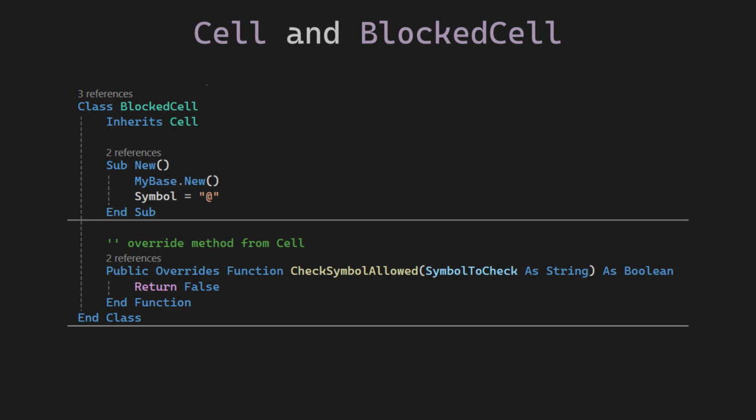We do have one small addition though. We now set the symbol to an @ symbol. We also override the parent's check symbol allowed function to always return false. This means we've created a cell that is always an @ symbol, and that no matter what symbol we give it, it'll never allow the symbol to be changed. This is a blocked cell.